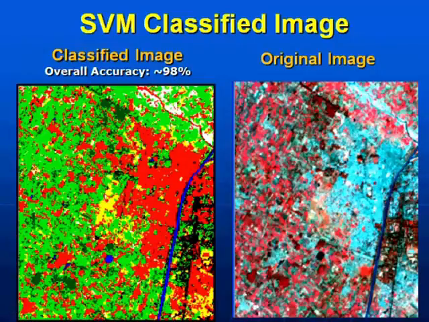So to conclude, support vector machine classification appears to be the most appropriate classifier to produce high classification accuracy with a minimum of training data set.